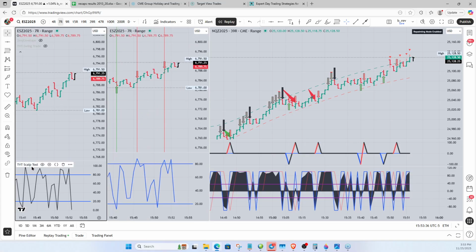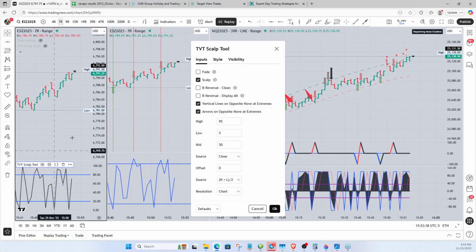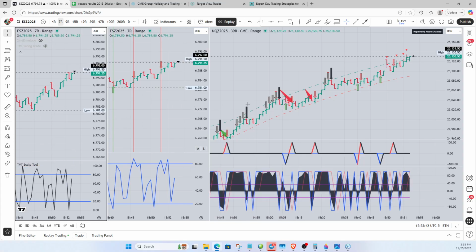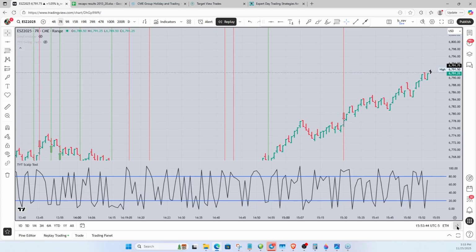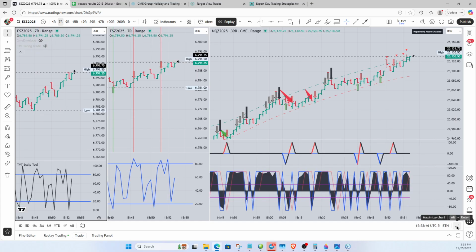Do I not have any arrows on this? I guess I don't, do I? Turn them on. Oh, I do have one. We just haven't had any trades over there. And that was the last trade we had way back there.